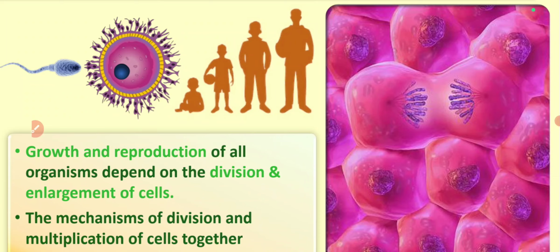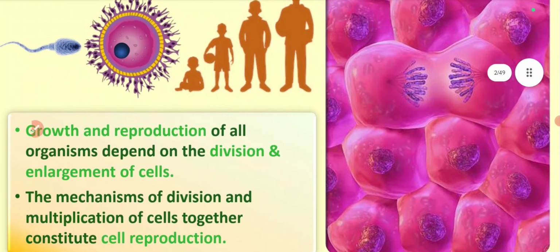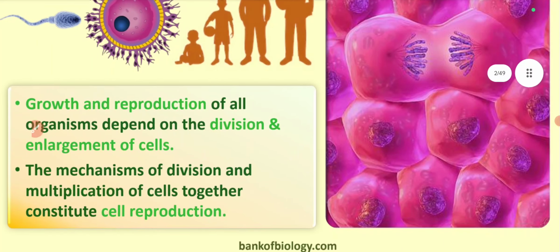First of all, in your NCERT it is written that growth and reproduction are characteristics of cells, indeed of all living organisms. Growth and reproduction of all organisms depend on division and enlargement of cells. The mechanism of division and multiplication of cells together constitutes cell reproduction.